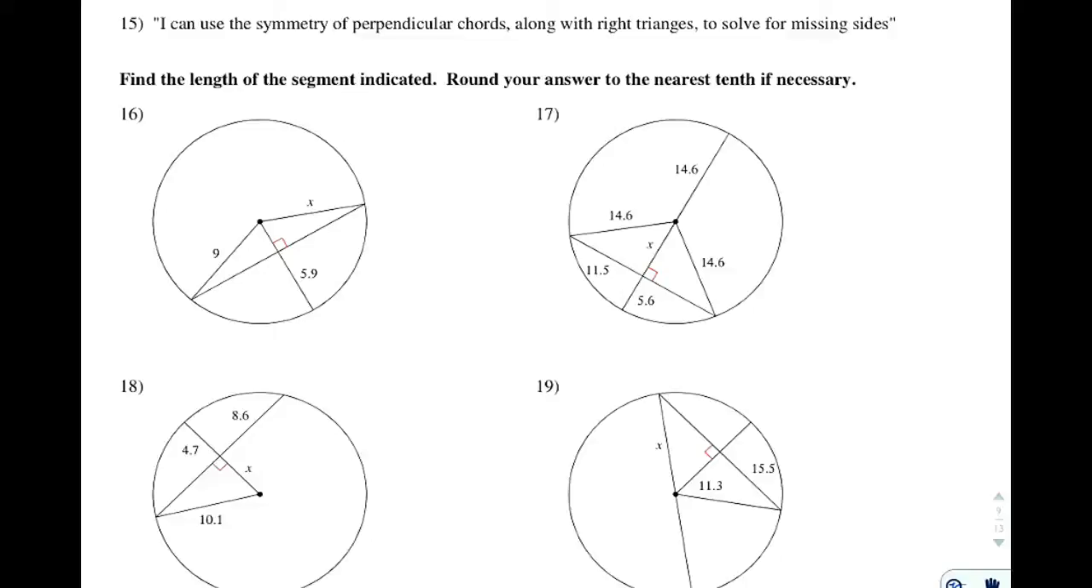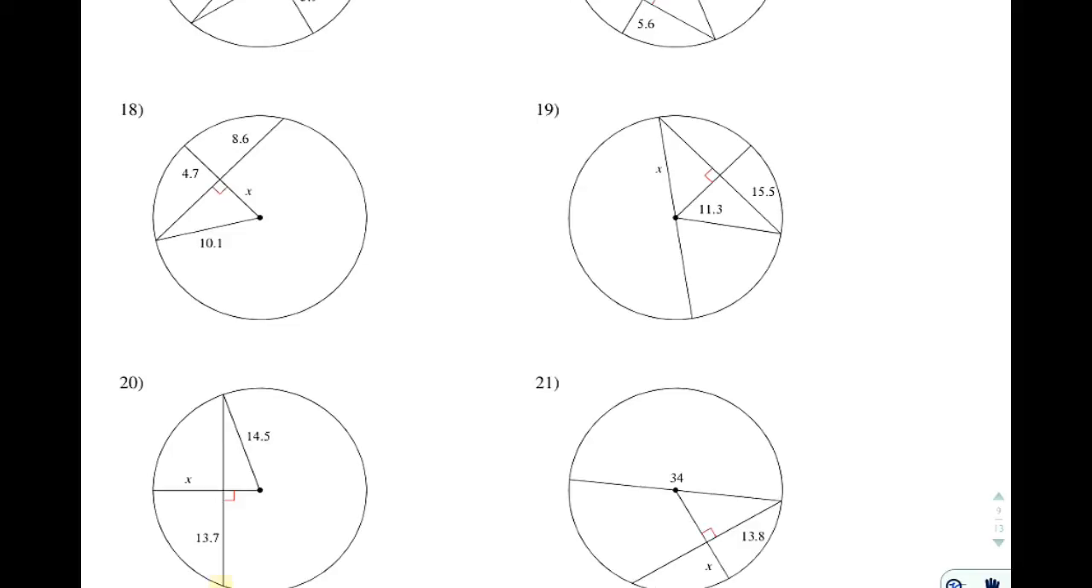In this section it says I can use the symmetry of perpendicular chords along with right triangles to solve for missing sides. A chord is a line segment that cuts across a circle. It is not a diameter, so it doesn't go through the middle, but it cuts across from end to end on some other part of the circle. So all of these problems have chords drawn in them.